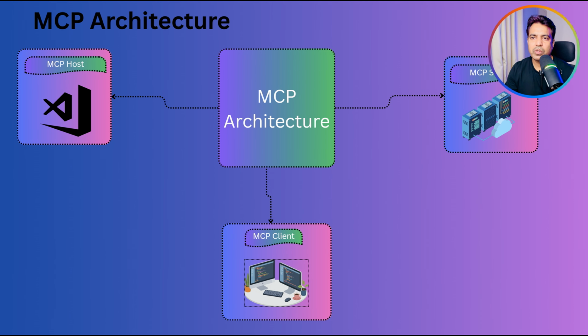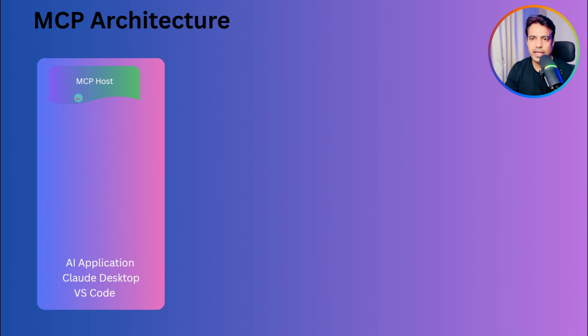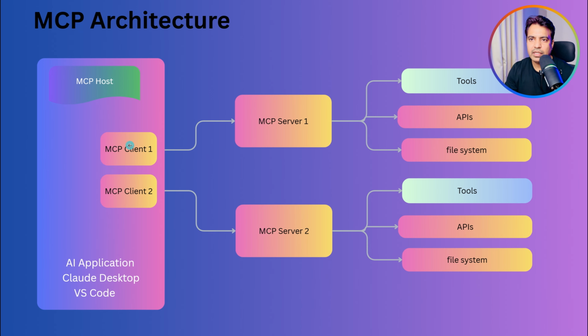So let's discuss the MCP host, which is basically the environment where your AI lives, like your AI application, Claude Desktop, or VS Code. And in this course, we will use VS Code as a host application. Inside the host, there is the MCP client, which is the component that maintains a one-on-one connection with the MCP server, and it provides the context to the MCP server so the MCP host can use it.